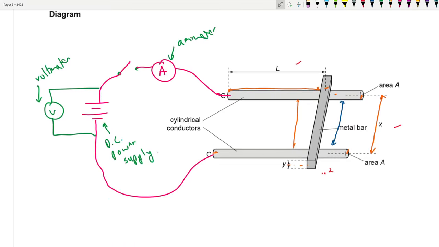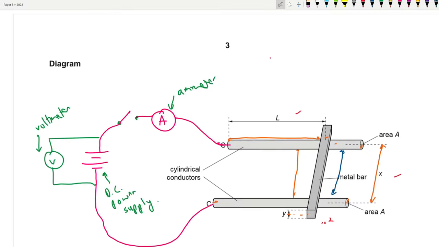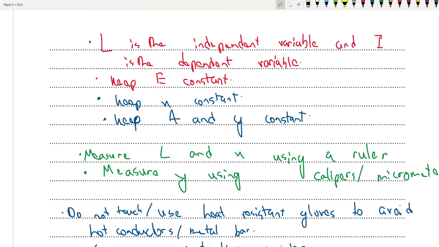So guys, let's begin. In additional details you also have the safety consideration, okay. So in an experiment with electricity, the safety is usually wearing heat resistant gloves or protective gloves. So this is the safety detail. It's kind of lame. The first one, do not touch, or you could say use heat resistant gloves to avoid the hot conductors or the metal bar, okay. Do not touch the metal bar, okay, or use heat resistant gloves to avoid the metal bar.